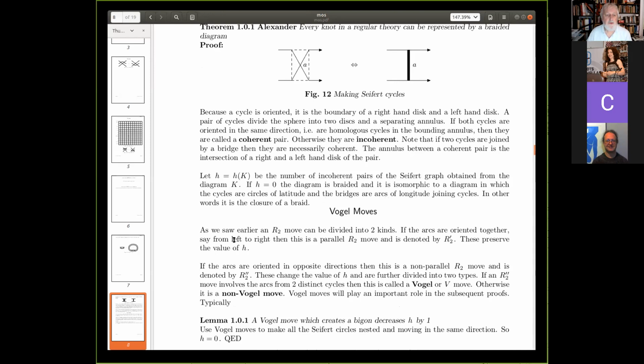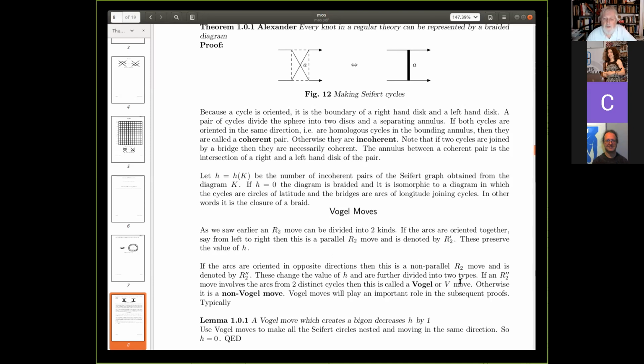As we saw earlier, an R2 move can be divided into two kinds. If the arcs are oriented together, say from left to right, then there's a parallel R2 move, and we denote that by R2 dashed. And these preserve the value of h. If the arcs are oriented in opposite directions, then this is a non-parallel R2 move and is denoted by R2 double dash. These change the value of h. You see, this is why I needed to distinguish between the two types of R2 moves.